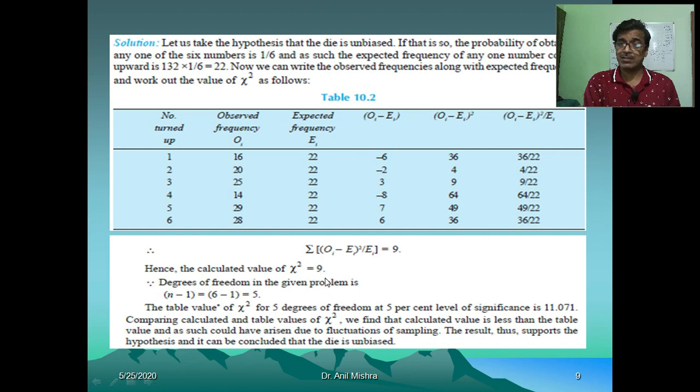Now, whether we accept or reject, whether the die is biased or unbiased: we take the null hypothesis that the die is unbiased. Now we have to test whether it is biased or unbiased. So what is the degrees of freedom? It is n minus 1, that is 6 minus 1, which is 5, and the calculated value is 9. Corresponding to 5 degrees of freedom and the 5% level of significance, the critical value from the table is 11.071. This is the critical value extracted from the table. The calculated value is 9.